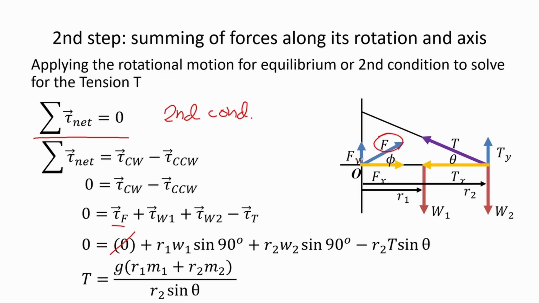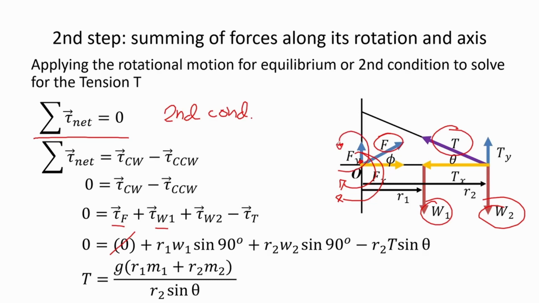The second term is due to the weight W1, and if we let the rod move freely, this force will cause the body to rotate clockwise. The third is due to weight W2, which like weight W1 will cause the rod to rotate clockwise. And the fourth one is the tension T, which will cause the body to rotate counterclockwise.